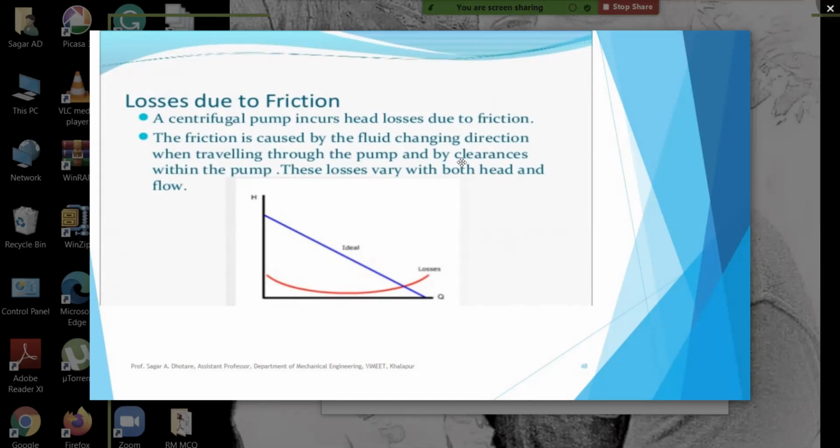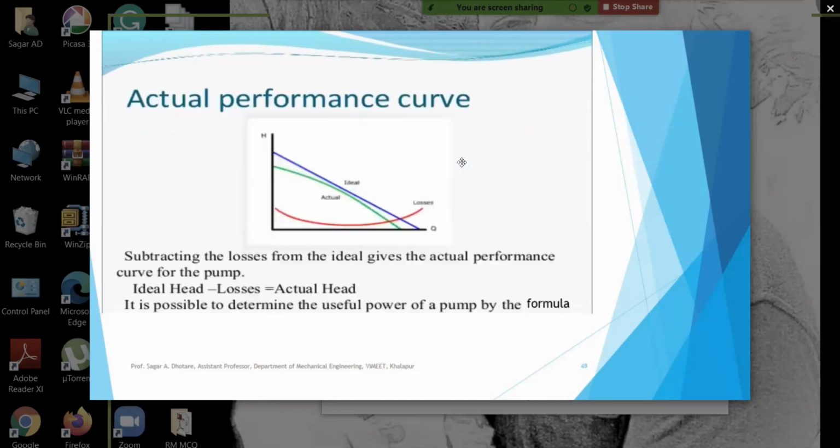curves I have drawn. In the ideal curve, as the discharge increases, the losses should decrease. But in actual practice, they decrease only up to a certain level. After that, they increase again. Then the actual performance curve: subtracting the losses from the ideal gives the actual performance curve. The ideal head minus losses is equal to the actual head. It is possible to determine the useful power of the pump by the formula.